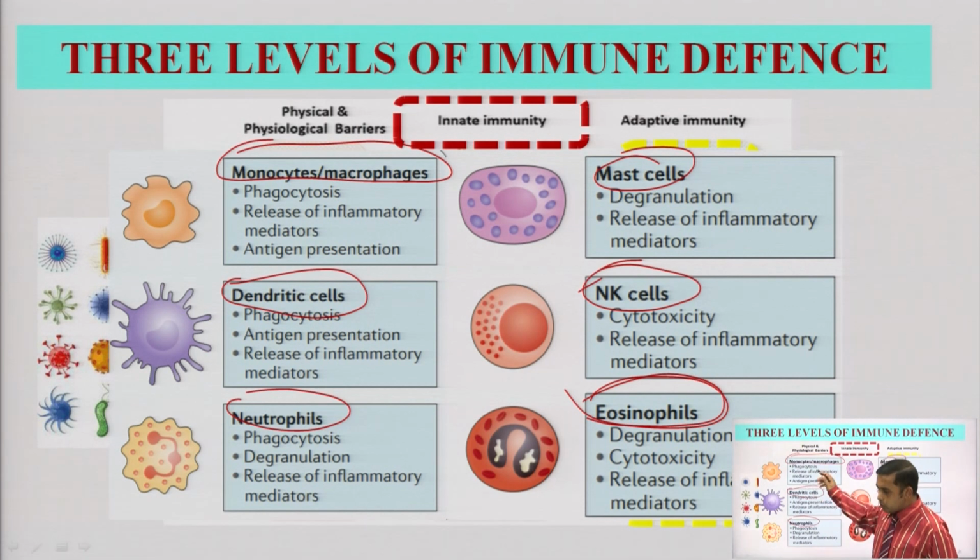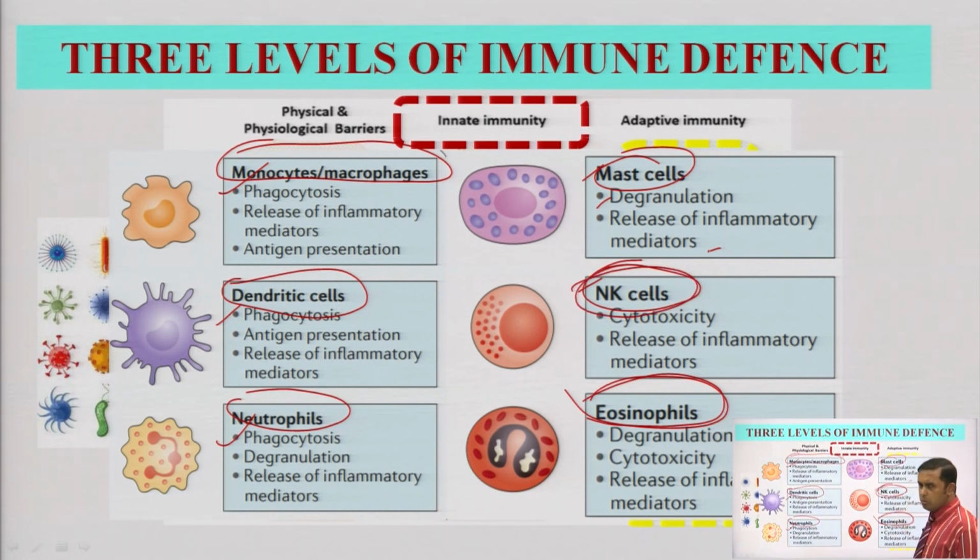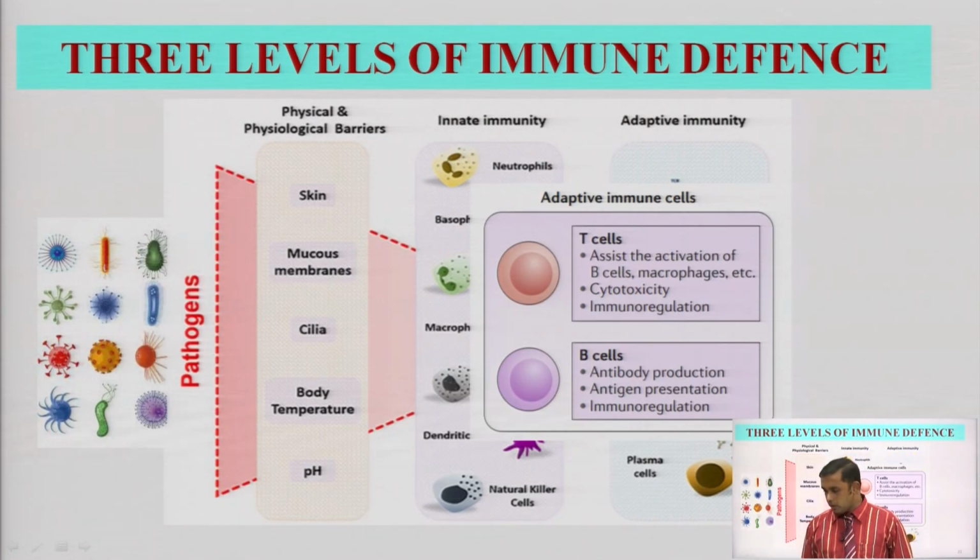Macrophages do the phagocytosis. These three things are doing phagocytosis, and there are other works like degranulation and release of inflammatory mediators. Natural killer cells do some killing activity, some cytotoxic activity, and eosinophils do degranulation and cytotoxic activity. This is how our innate immune system works.